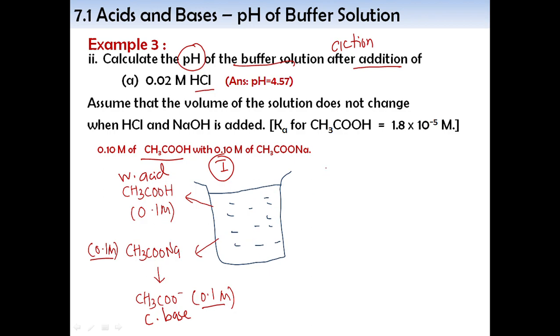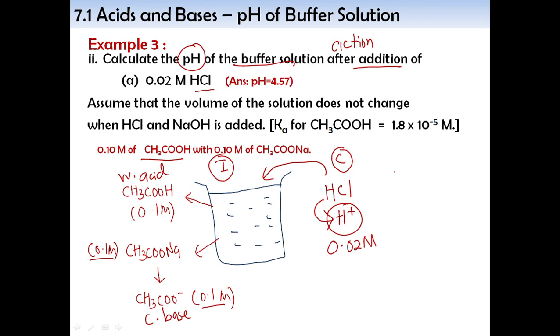So what happens if I add HCl into the buffer solution? So HCl akan bagi awak H+ ion since this is strong acid. So concentration dia adalah sama. Jadinya sekarang ini adalah change. Jadi awak ada I, awak ada C. Yes, ini melibatkan table juga. Jadi awak kena construct the table.